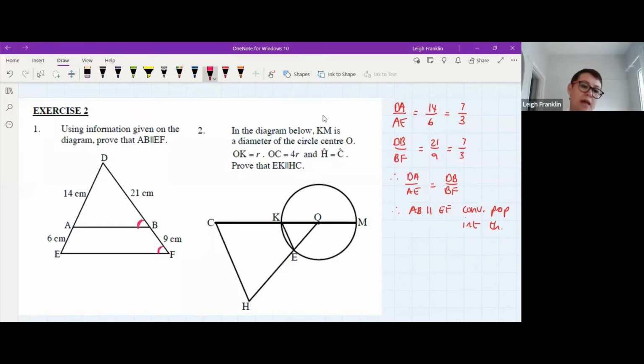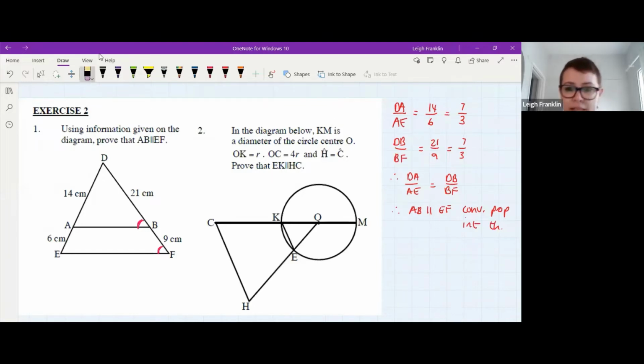Then you could prove that AB was parallel to EF because corresponding angles are equal, for example. But we don't know anything about the angles. So no, we would only be able to work with the sides in this instance. And that's why it would have to be the converse of the proportionality intercept theorem. Okay, no problem, with pleasure.